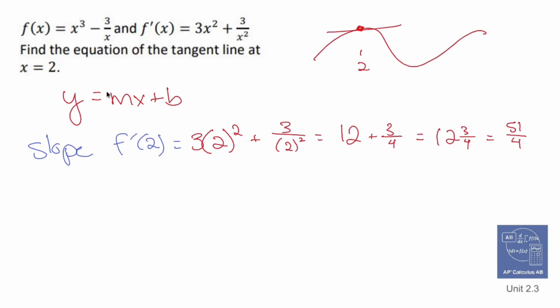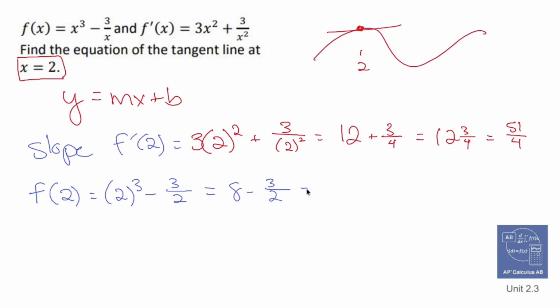What I don't have is a y-intercept. I don't even have a point. I have part of a point. So the way I find the other part of the point is I take 2 and plug it into the original equation to get the y value of my point. So let's quickly do that. f of 2, not f prime, but f of 2, is going to be 2 cubed minus 3 over 2, which is 8 minus 3 over 2. So 8 minus 1.5 is 6.5, so 13 over 2.